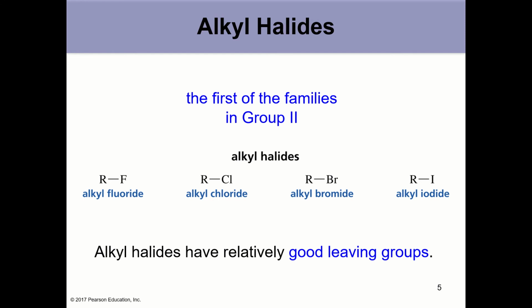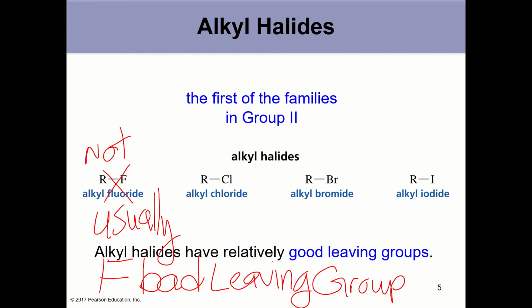All right, the first of the families in group 2 we're going to cover is alkyl halides. Alkyl halides have relatively good leaving groups, except for fluoride. It's not usually a leaving group. It's actually a relatively bad leaving group in most circumstances because it is not the conjugate base of a strong acid. It's the conjugate base of a weak acid. And so its bonds are stronger.